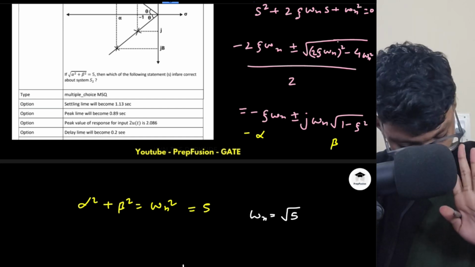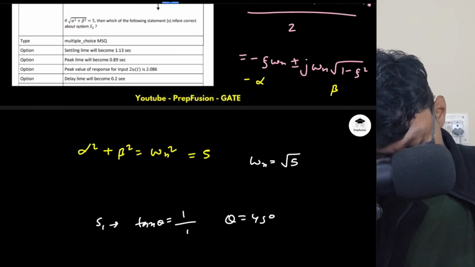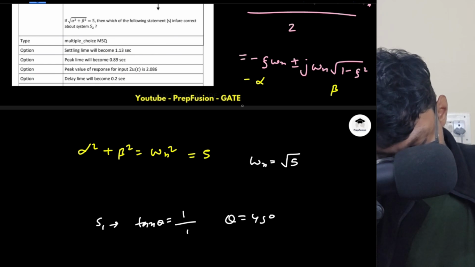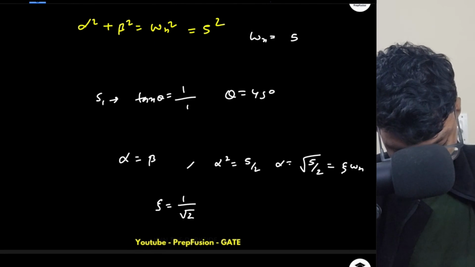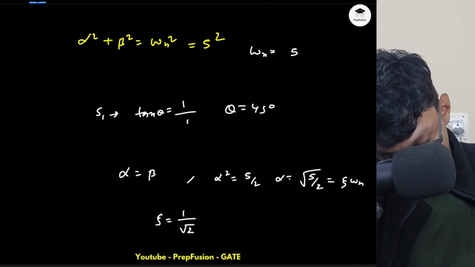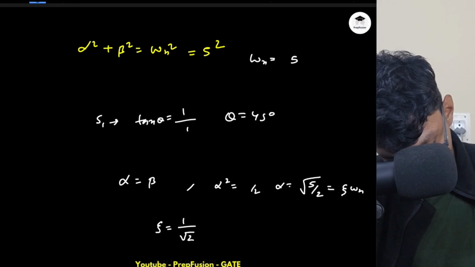Sorry, one mistake I have made. This is under root alpha square plus beta square. So under root alpha square plus beta square will be equal to 5 square basically. So omega n will be equal to 5. That is my mistake, that is where I was going wrong. So here, this will be equal to 5 square by 2.